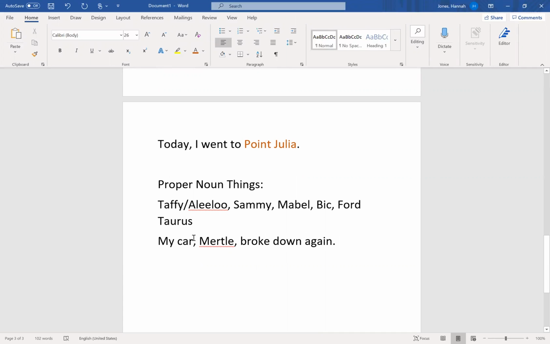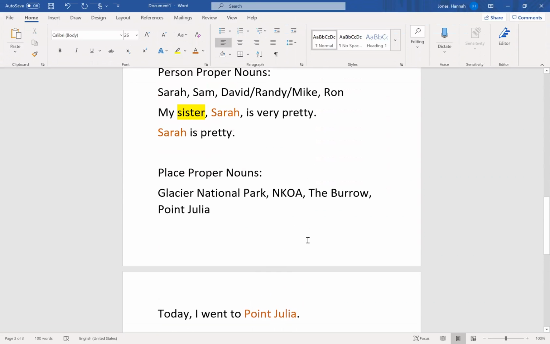So my car would be the common noun. Myrtle would be the proper noun. And I could just say, Myrtle broke down again. That Myrtle. So those are things that have proper noun names.